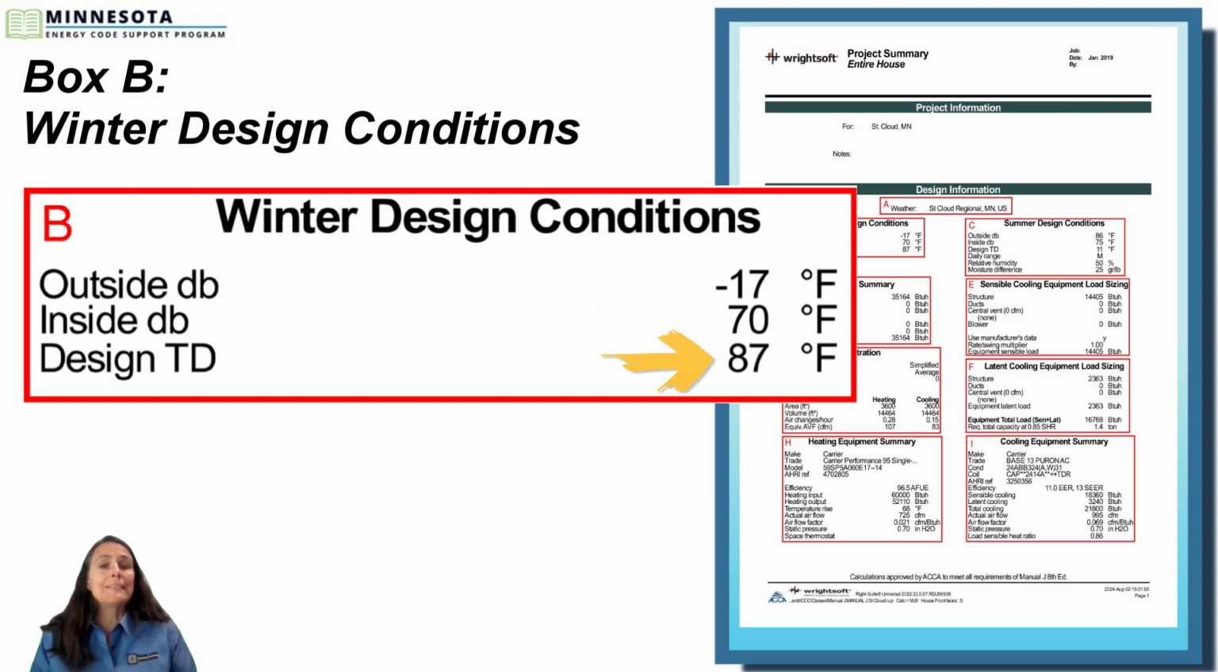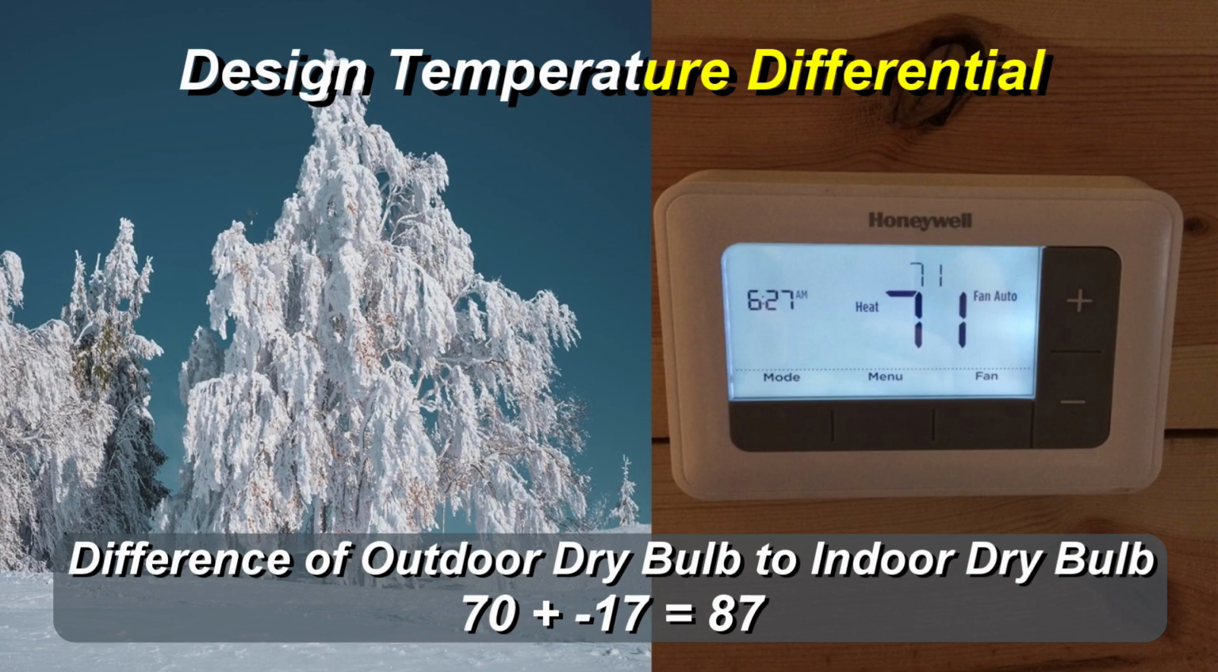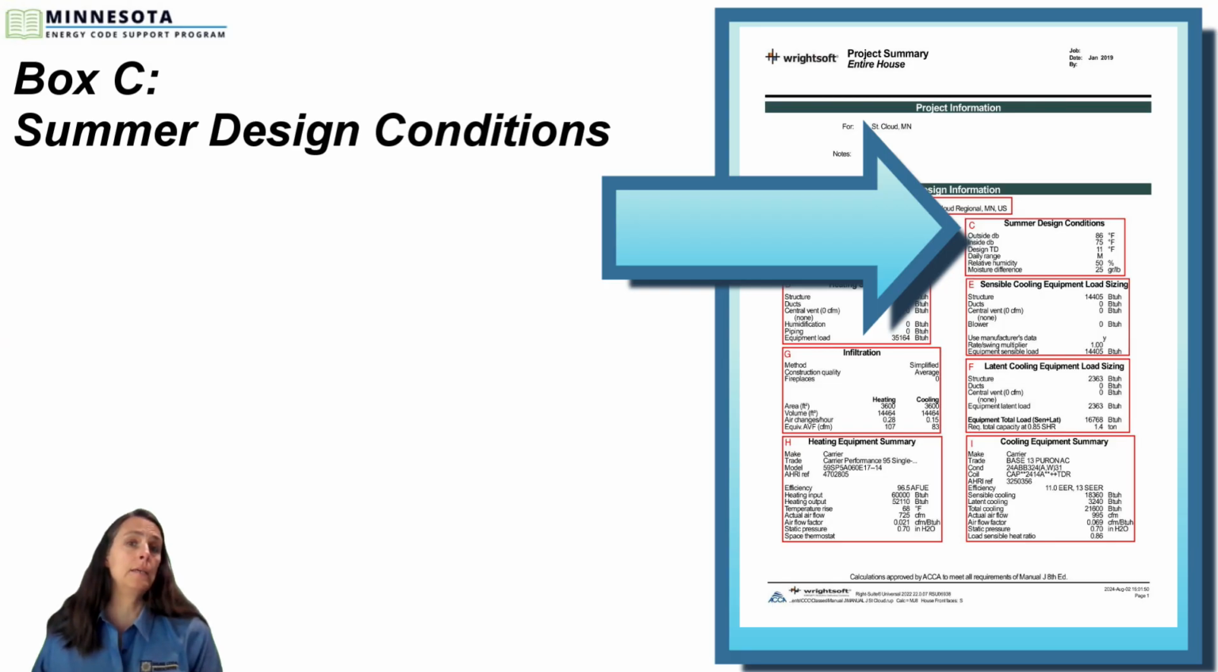The third row is the design temperature differential. This is where we add the outside dry bulb with the inside dry bulb. In this case, we are adding the negative 18 from 70, which gives us a difference of 87 degrees. When it is negative 17 degrees outside, it's making up 87 degrees of heat to be able to reach the 70 degrees inside.